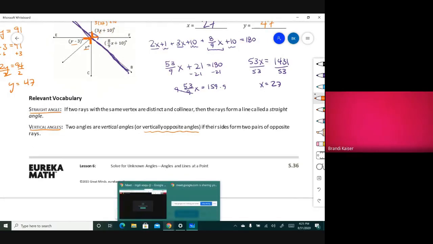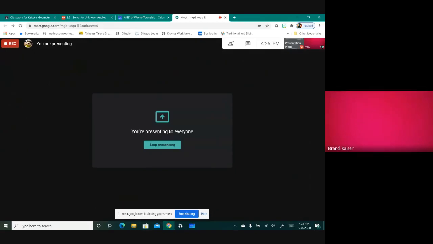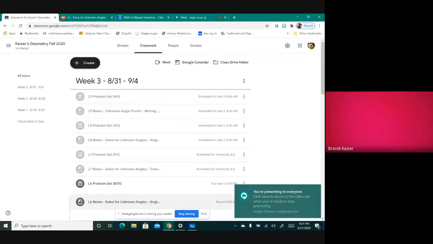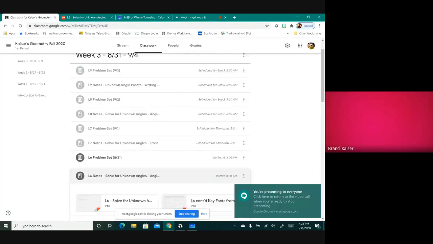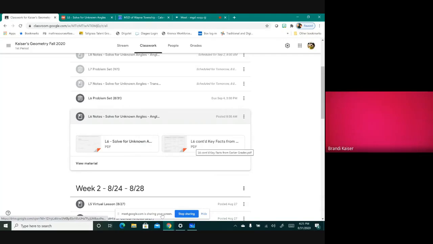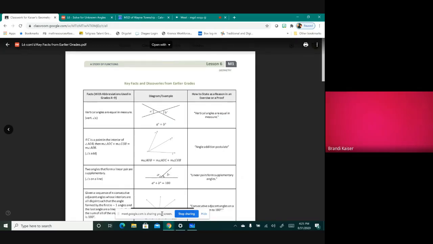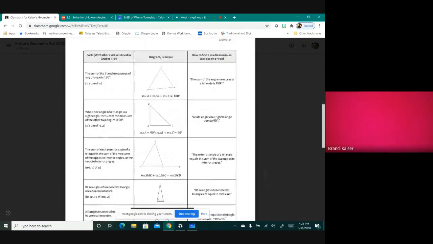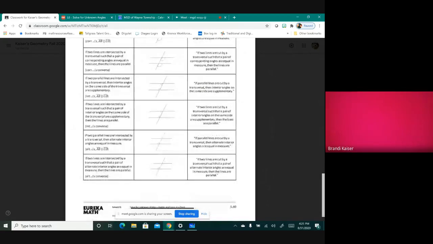There are a couple pages after the problem set that I do want to mention. So if I go here to this post, I attached it later on, but it's after the problem set. It's called Key Facts and Discoveries from Earlier Grades. If you go through these charts, it's just a couple of pages of different charts. Basically, they're all rules about angles that you've talked about at some point, or you should have. I would read through those as a refresher. And then hopefully, once you're refreshed with those, they'll help with our lessons the next few days.